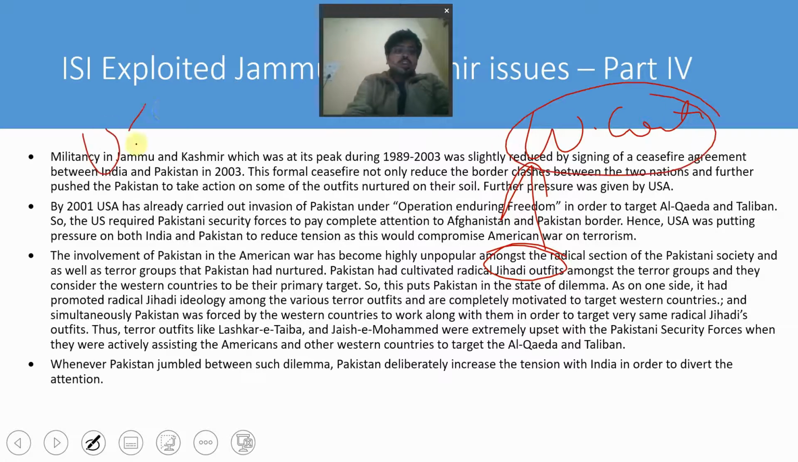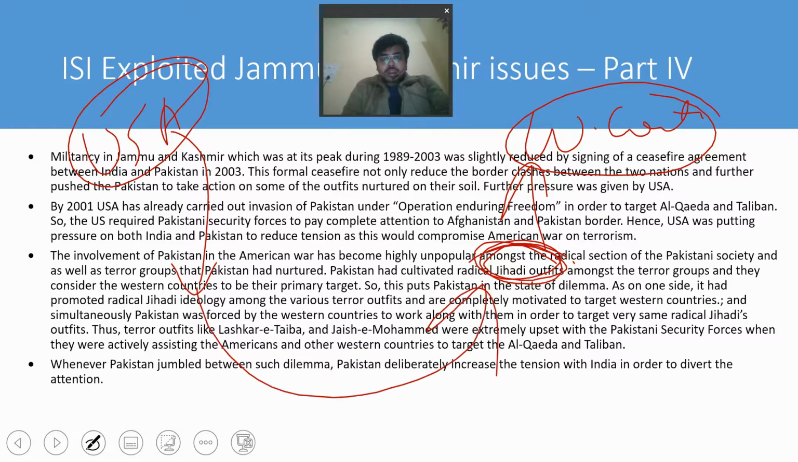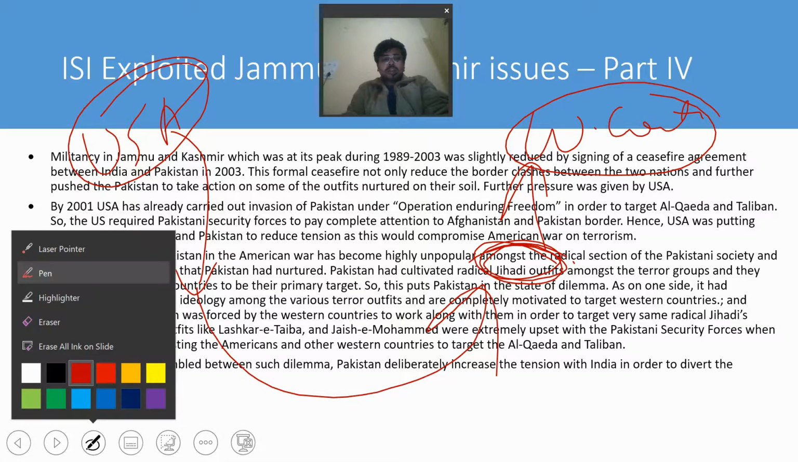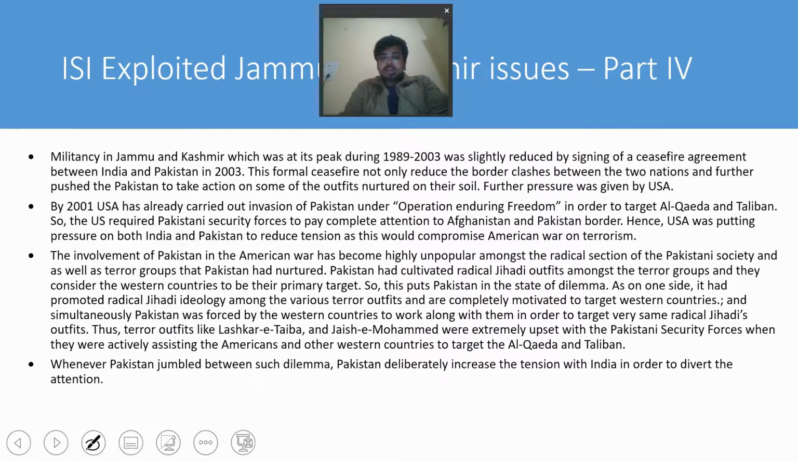Now the USA was coming for help from Pakistan. Now these jihadis were thinking, you trained us to attack the Western countries, and now you are taking help from the USA to counter us. So this is not supported. This jihadi outfit was not supported, and that's what happened. So the jihadi among the terror groups considered the Western countries to be the primary target. Western countries means what? USA, UK and all.